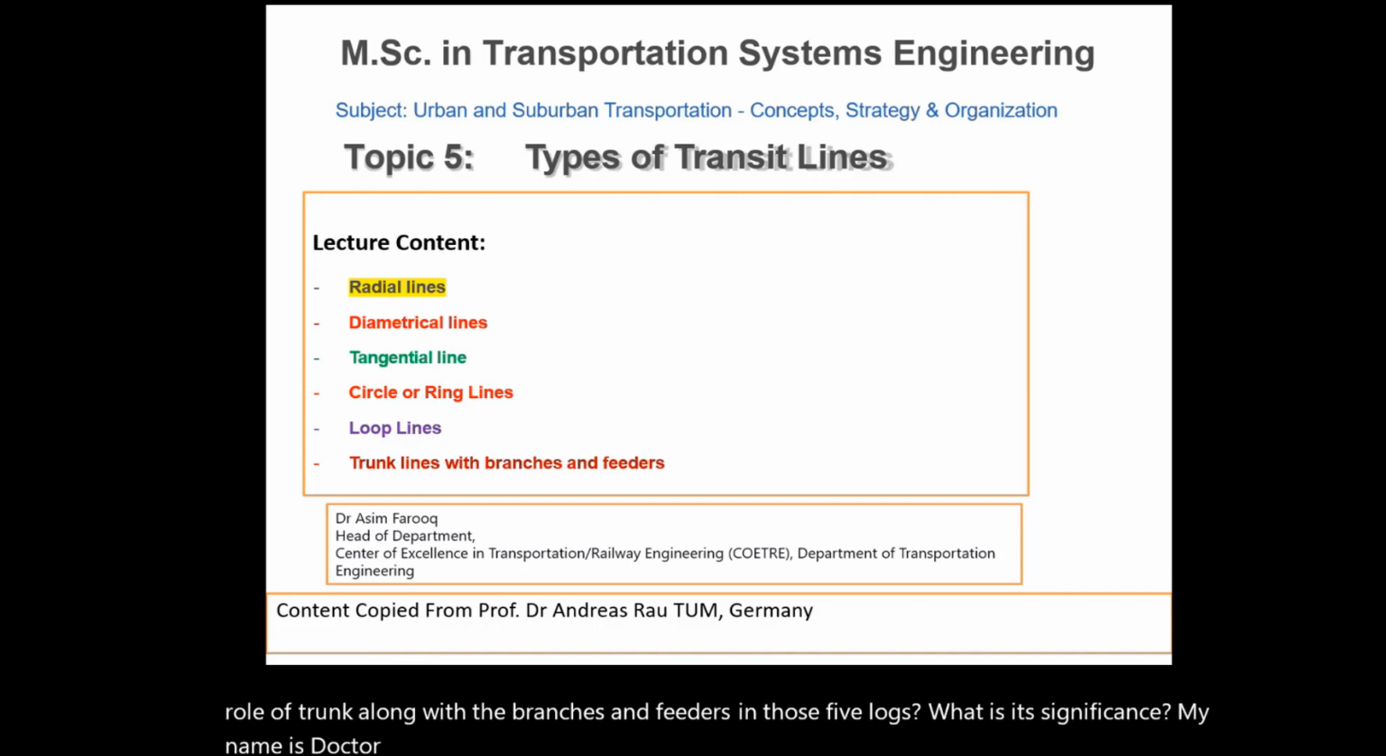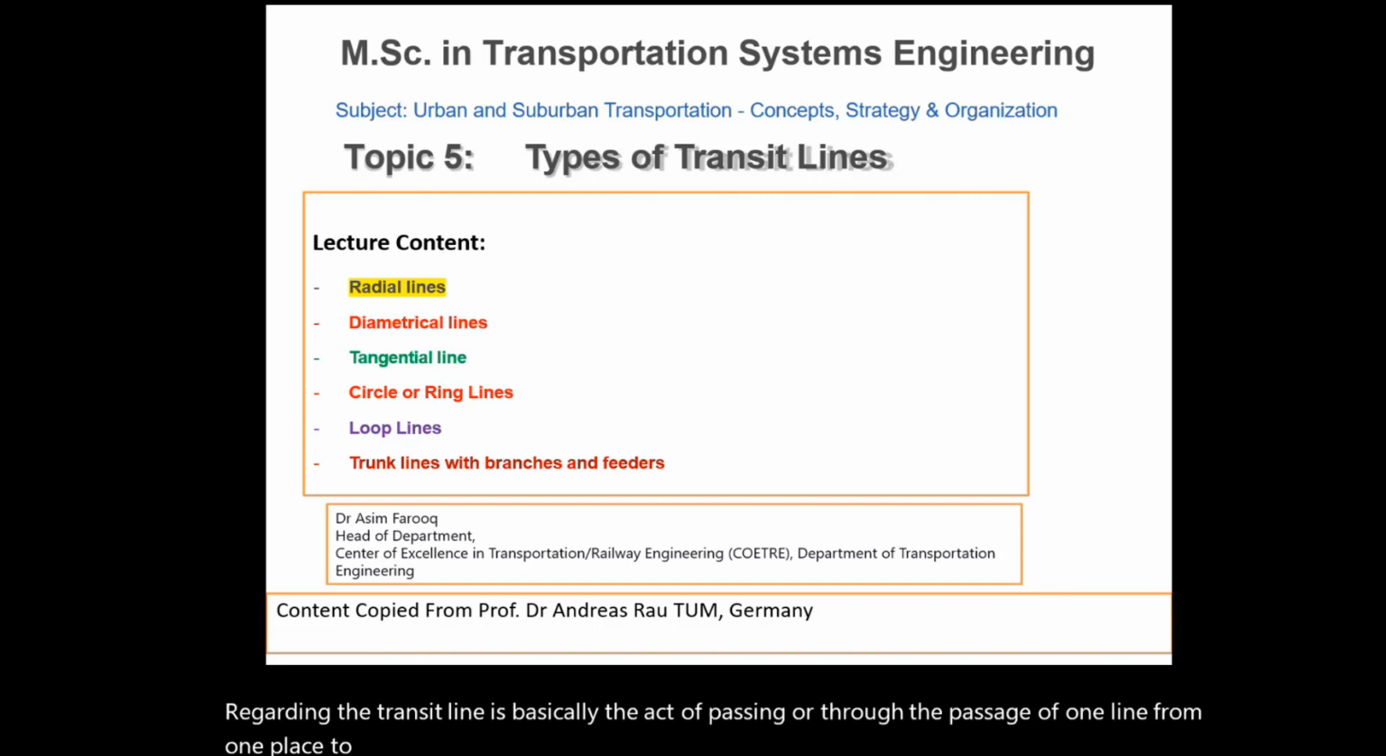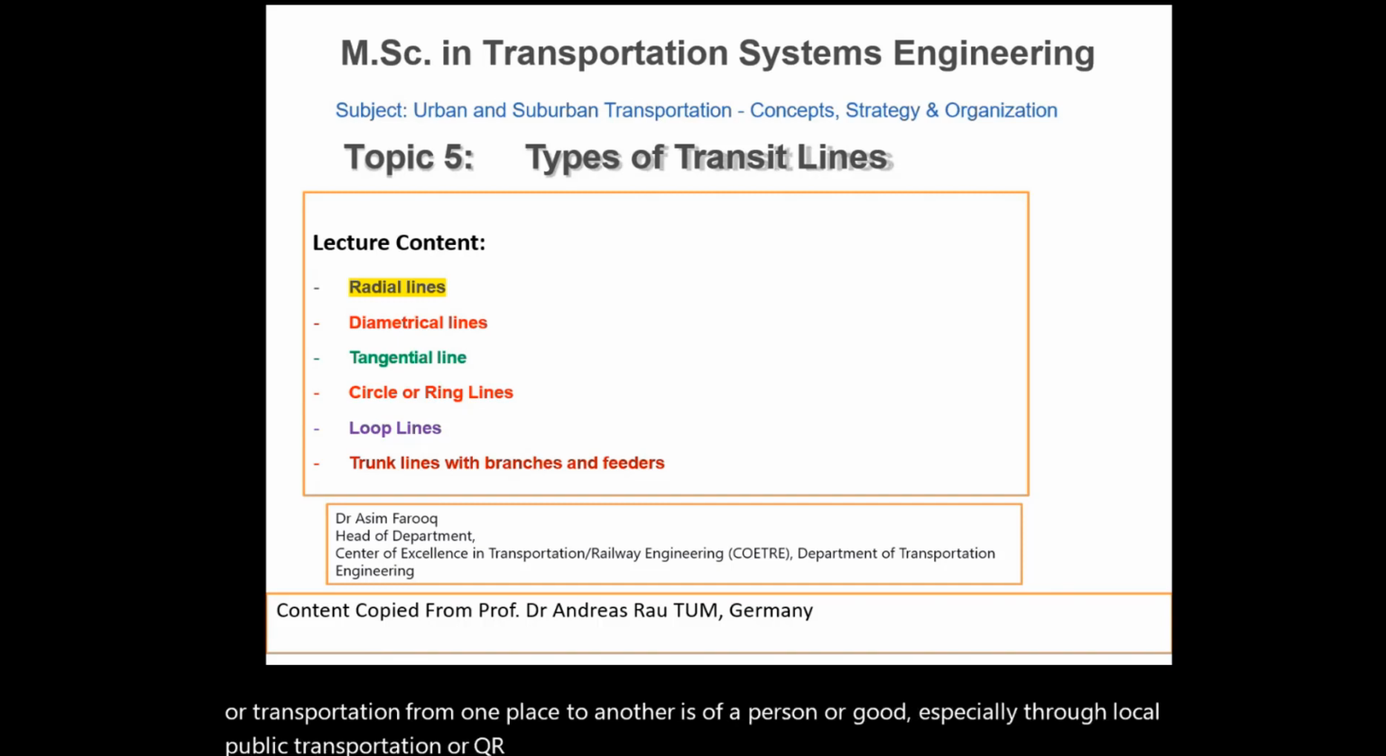My name is Dr. Asim Farouk. Regarding the transit line, it is basically the act of passing, or the passage of one line from one place to another place. The basic purpose of transit line provision is to provide convenience or transportation from one place to another, of a person or goods, especially through local public transportation or through city transit lines.